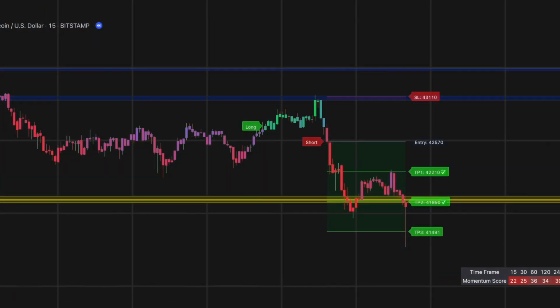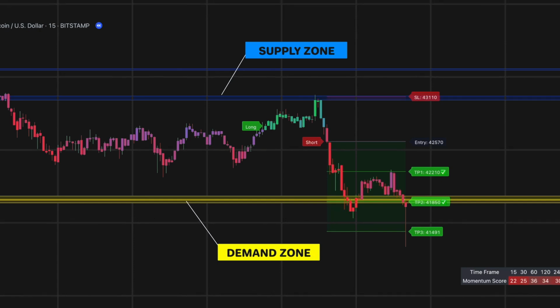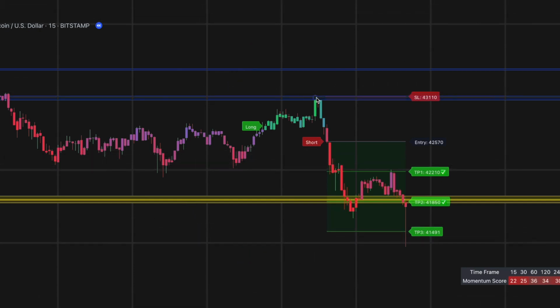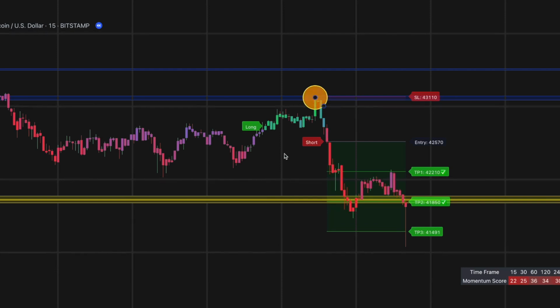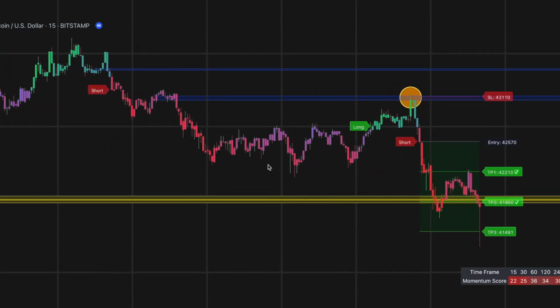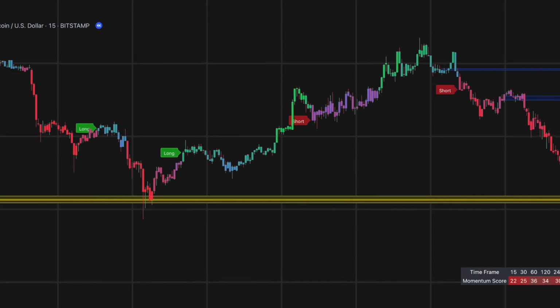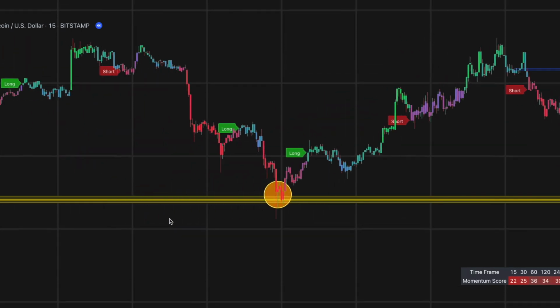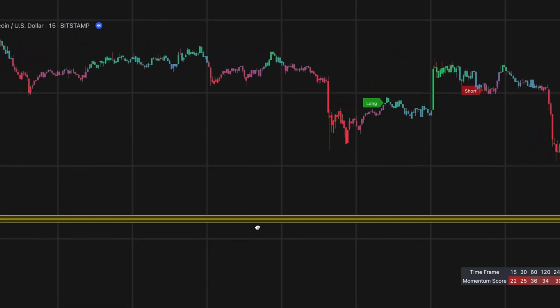The next crucial feature of this indicator is multi-time frame supply and demand levels. The TradeIQ indicator analyzes supply and demand levels across multiple time frames, offering a broad view of market trends and potential reversal points. This multi-dimensional analysis helps traders understand the larger market context and make more strategically aligned trades.